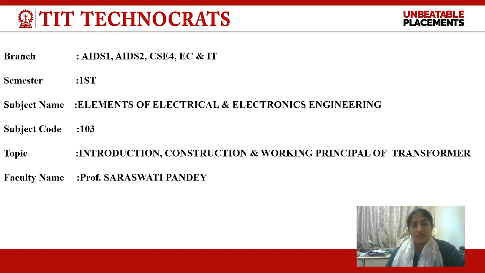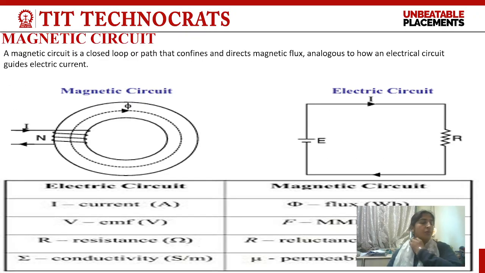Today, we are going to discuss the construction and working principle of the transformer. So, what is a transformer? A transformer is basically a magnetic circuit. Now, what is a magnetic circuit? What is a circuit? A circuit is a closed path through which the current flows. So, a magnetic circuit is a closed path through which magnetic flux can flow. This is a circuit diagram for a magnetic circuit.